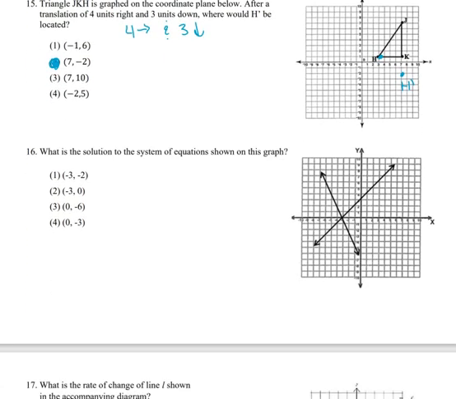For 16, it says, what is the solution to the system of equations? Now, the solution is just your point of intersection. All we're going to do is check to see where those two lines meet, which is right here. That is going to be at the point negative 3, 0. Remember, it's x, y.